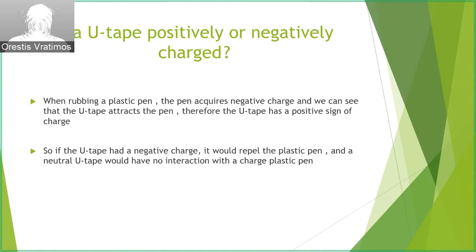But this didn't help us at all in determining if the U tape has a positive or negative charge. So we rubbed the plastic pen, and the pen acquired negative charge, and as we saw, the U-tape attracted the pen. Therefore, the U-tape has a positive sign of charge. In case the U-tape had a negative charge, it would definitely repel the plastic pen, and a neutral U-tape would have no interaction with the charged plastic pen.